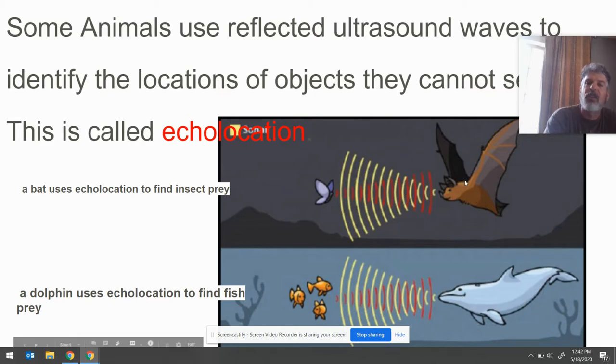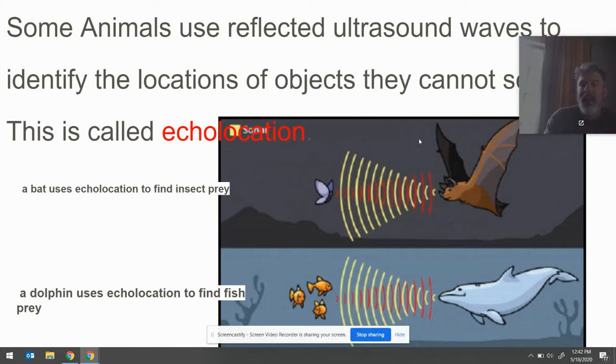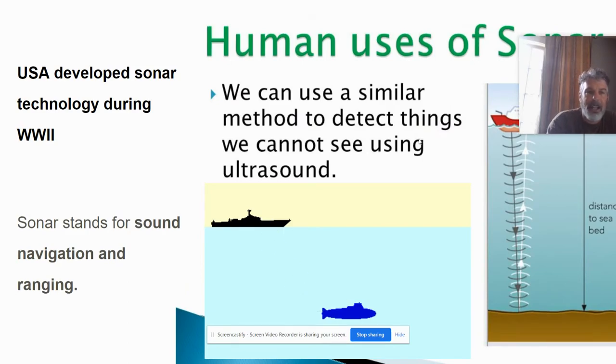Right, so they use it for hunting purposes. They can actually hunt in the dark. They use this echoed sound wave, this reflection that comes back to the organism, to determine how far away it is. Please watch the videos that I have on the Tuesday lesson. You'll learn more about it.